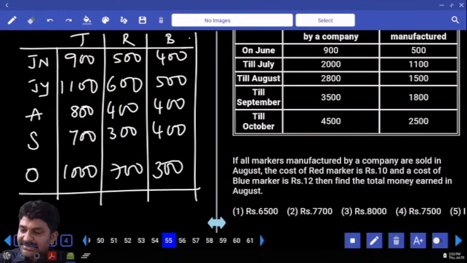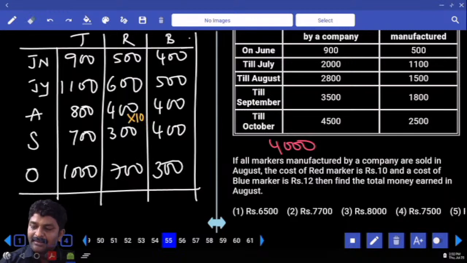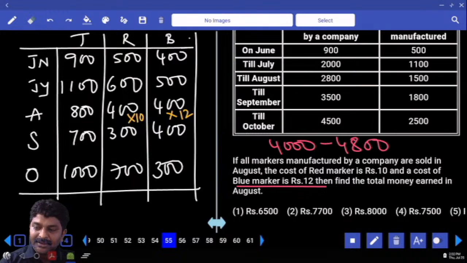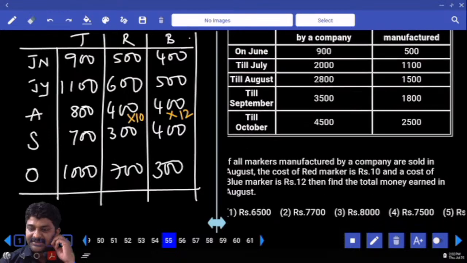If all markers manufactured by a company are sold in August, the cost of red is 10. Cost of blue is 12. Total money earned in August. In August, red color marker was sold at 10 rupees each. Then the amount collected is 4,000. And then blue color is 12 rupees. 400 into 12, which is 4,800. Then total is 8,800. Should be fifth option. Yes.